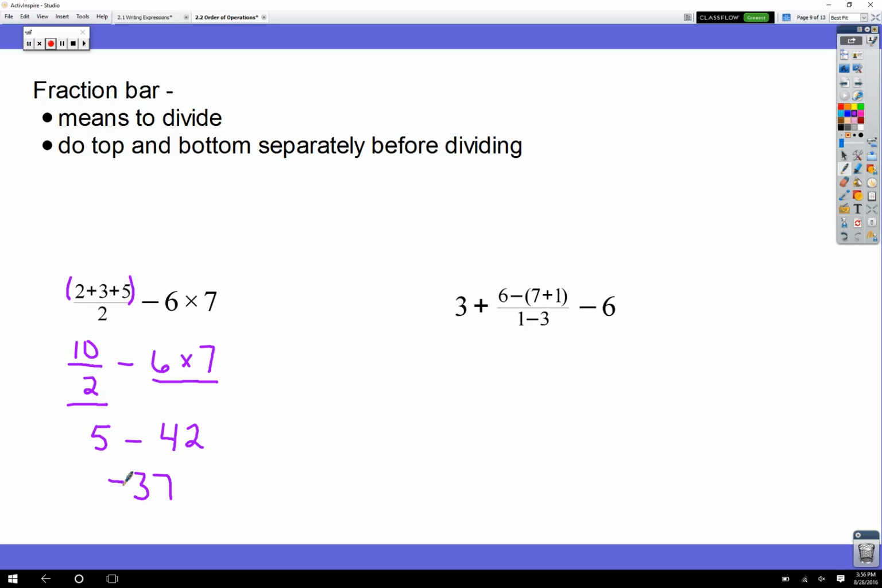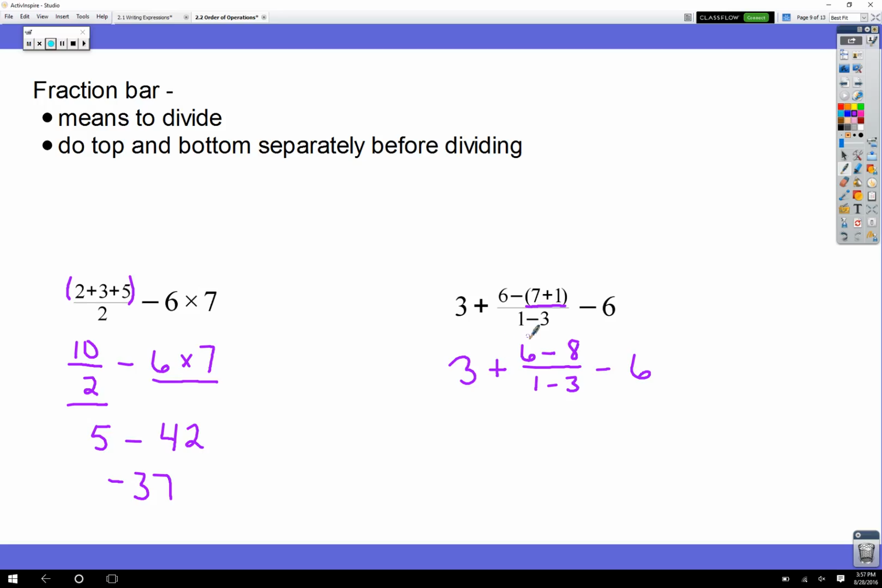Our next example has some parentheses in addition to our fraction bar. So it's kind of like the rules for doing the innermost parentheses first. I'm going to do the 7 plus 1 before I do anything else. So I'm going to write the rest of it down exactly the way it's written. 3 plus 6 minus 7 plus 1 is 8 over 1 minus 3 minus 6.